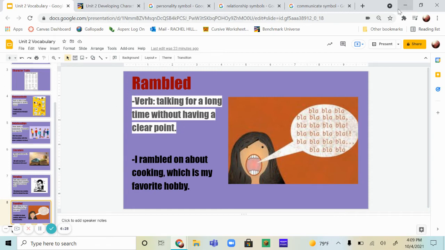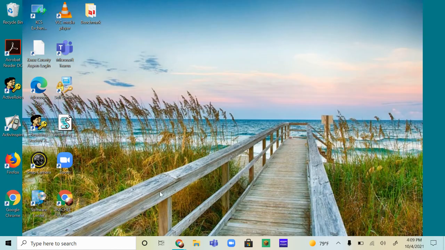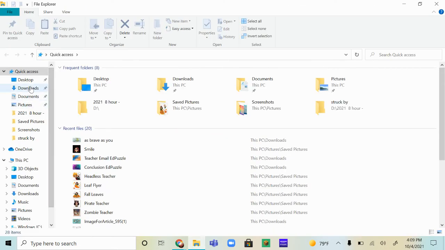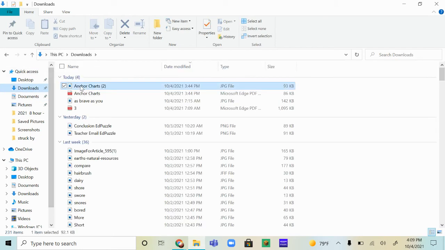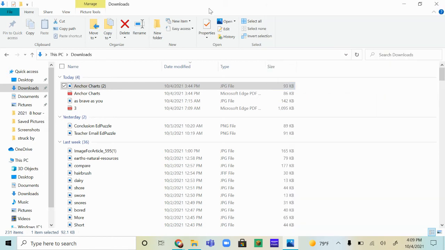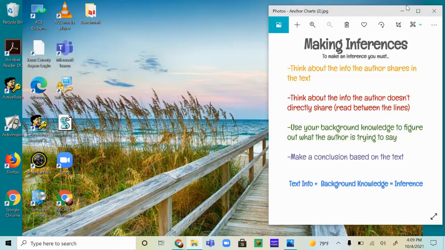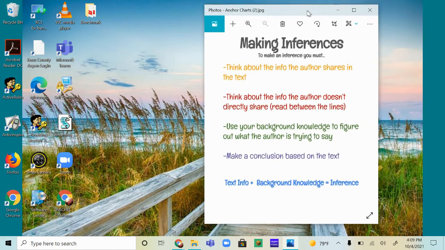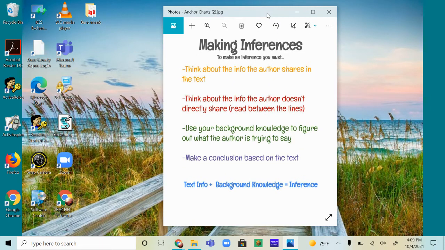Next, we're going to think about making inferences. So I want to show you a little anchor chart that I created to help us make some inferences. There we go. And we really have been doing this forever. You all have probably been making inferences since you were tiny children. But I want to give you some reminders.